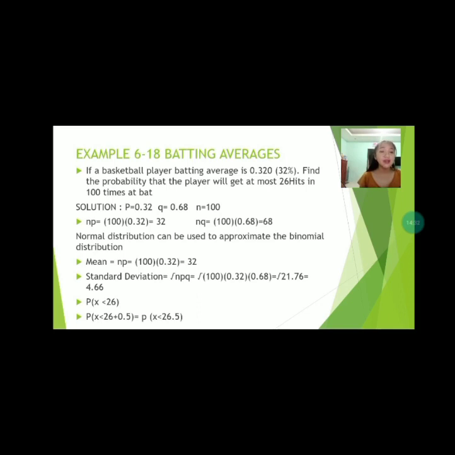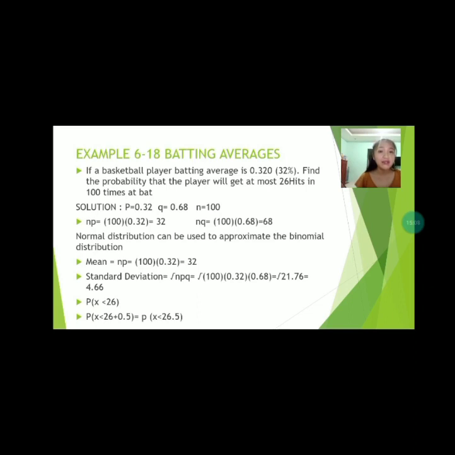So another example is batting average. If a basketball player's batting average is 0.32 or 32%, find the probability that the player will get at most 26 hits in 100 times at bat. The solution: again, we have the givens. P equals 0.32, and Q is 1 minus P, which is 0.68. N is given, which is 100.